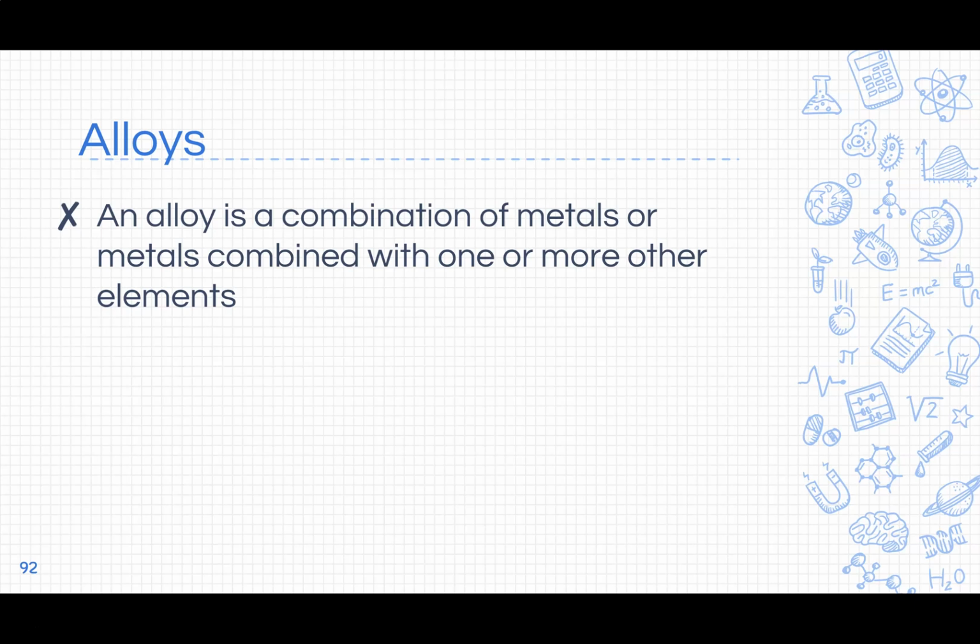Okay. Now, alloys are something that comes up a lot when we talk about metallic bonding. An alloy is a combination of metals or metals combined with one or more elements. I previously thought that alloys were always mixtures of metals, but I learned that sometimes it can be a metal with a non-metal and it's still considered an alloy. So it is a mixture, but it's always a mixture that involves a metal, sometimes another metal, sometimes non-metals.